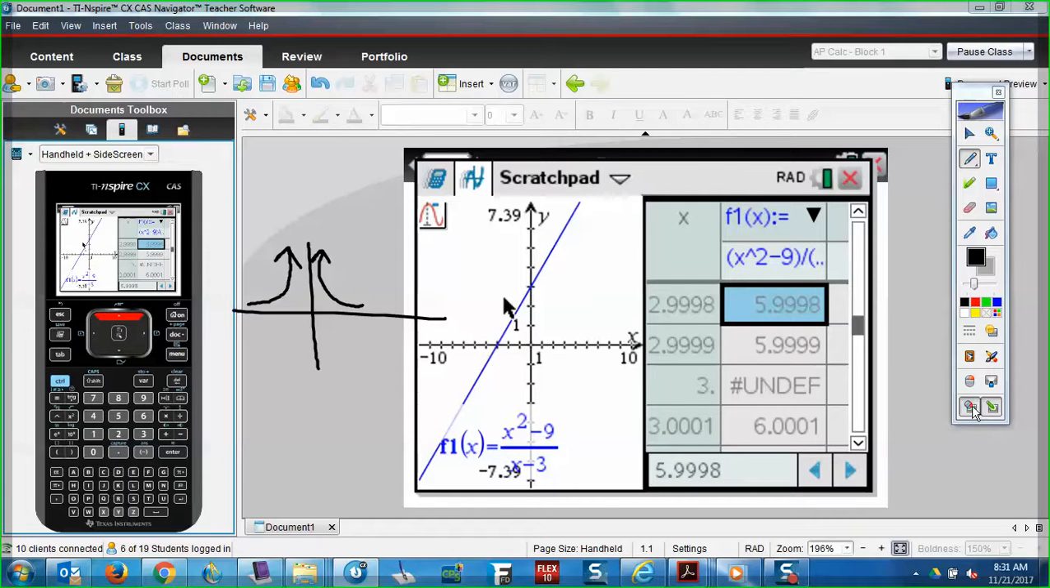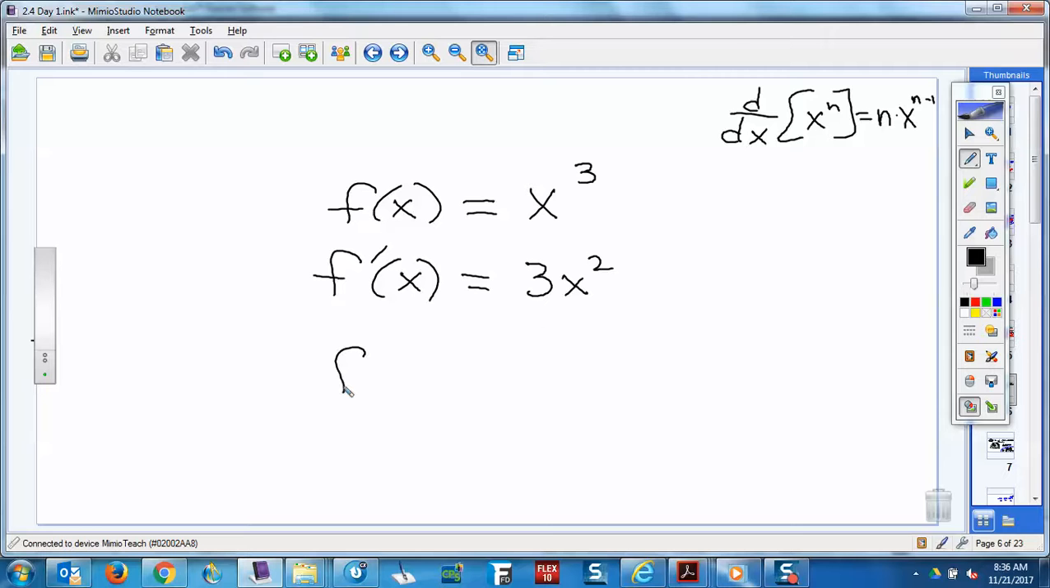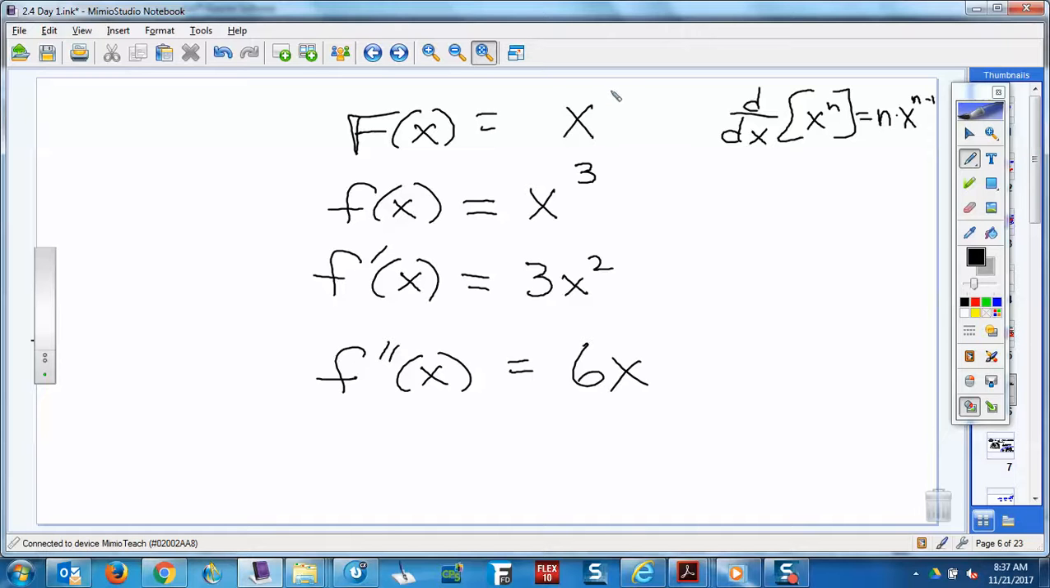Okay, so back to this. So f double prime would be 6x, right? So my question to you is, what's big A? Well, you know for sure it's going to be x to the 4th, right? What do you think? It's going to be 1/4 x to the 4th, right? Let's talk about this a minute.